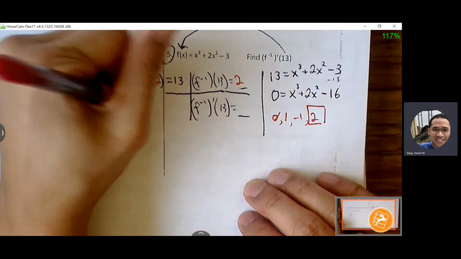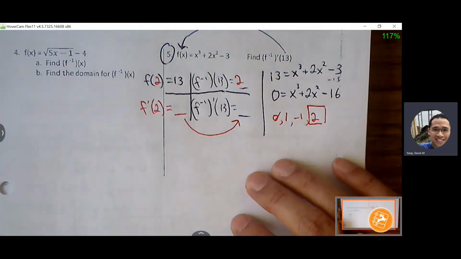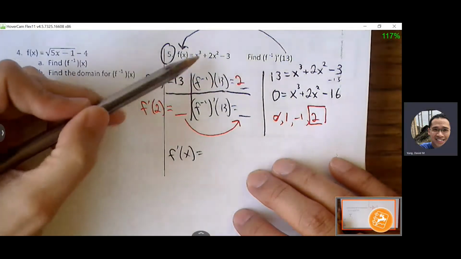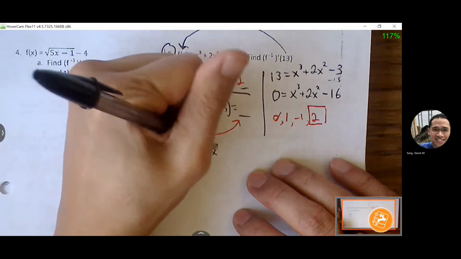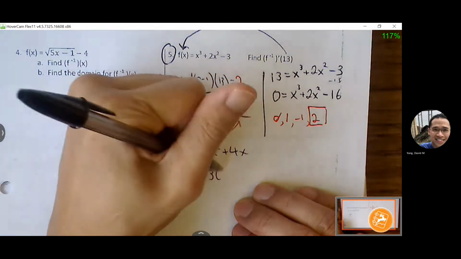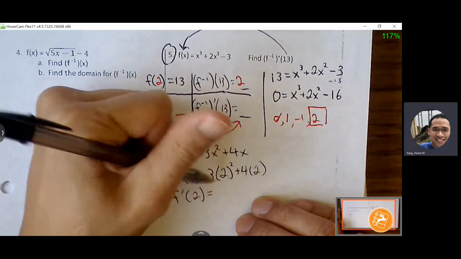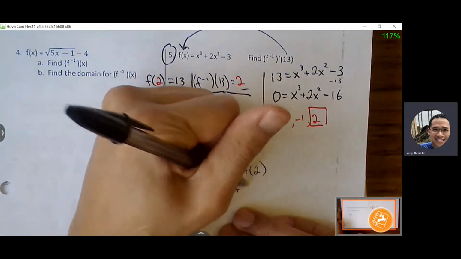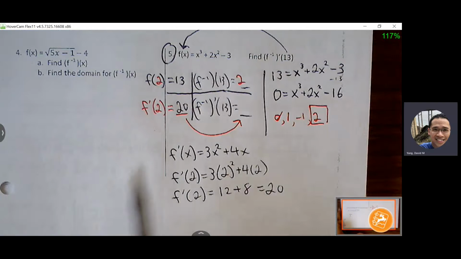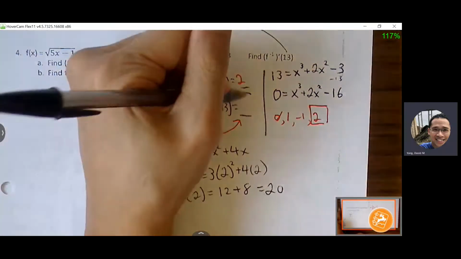So that means if I can find the slope of the f graph at 2, that number is going to lead me directly to the slope that I'm looking for. f prime of x, f prime of 2, three times 4 is 12, plus 8, which is 20. So I know the slope of the f graph at 2 is 20, which means the slope of the inverse at 13 must be what? 1 over 20.